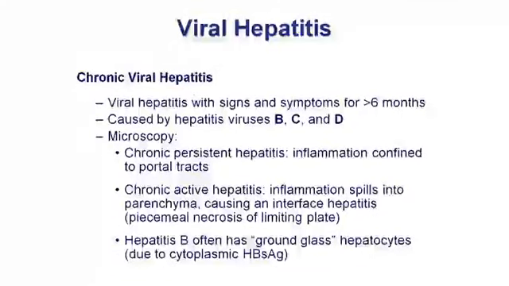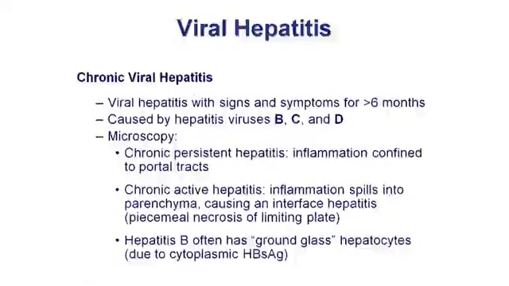However, with your chronic viral hepatitis, now we're talking about signs and symptoms for greater than 6 months, typically caused by hepatitis B, C, and D. Okay, so here they can separate your chronic hepatitis into persistent, or mild sometimes it's called, versus active or severe. When it's mild or persistent, all you're going to see are chronic inflammatory cells around the portal tract, so-called portal triaditis, okay? As opposed to chronic active or severe hepatitis, the inflammation will leave the portal tracts, go out to the parenchyma, giving the so-called piecemeal necrosis.